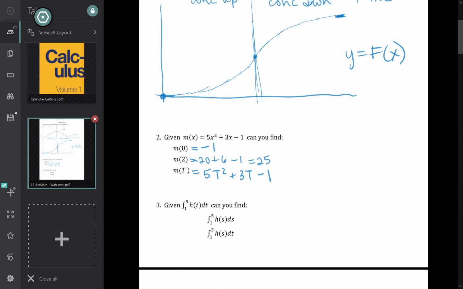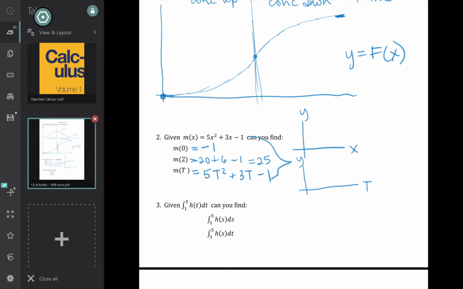And here's the really important follow-up question. Are they different functions? If I were to graph m of x and m of t, would they look different? The answer is, unless you have some weird relationship between x and t that isn't stated here, no. If you graph m of x on an xy plane and you graph m of t on a ty plane, they should look identical. If you're trying to graph m of t on the xy plane or m of x on the ty plane, that might get weird.